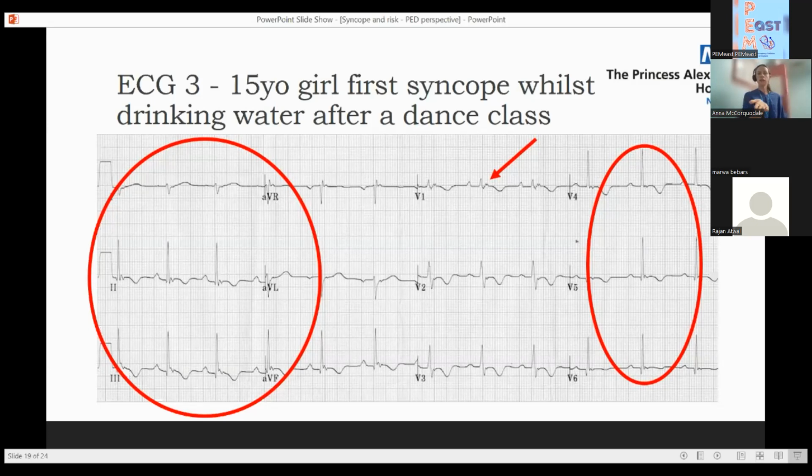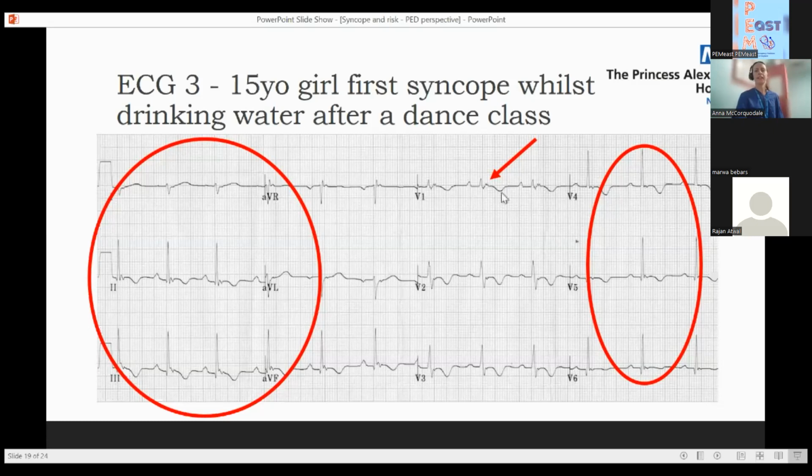But in a 15-year-old girl, we'd really be expecting her to be into the left axis by now. Depending on how much dancing she does, we would probably expect her to be quite physically fit. In fact, by 15, if she's gone through puberty and been athletically trained for a long time, she may well have borderline left axis deviation. So that makes this even more abnormal in her. So that's another thing on the ECG.